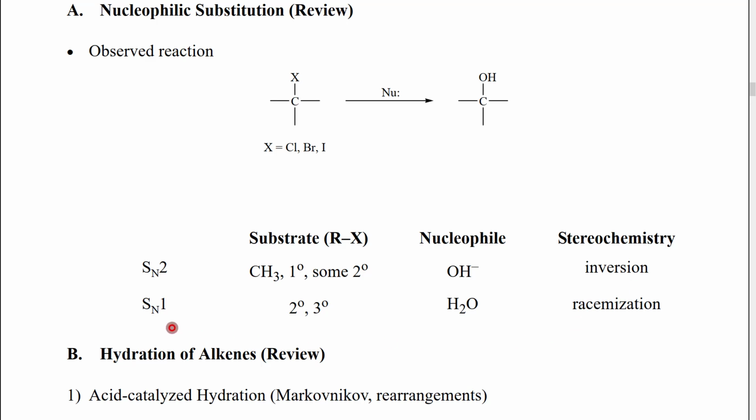In contrast, we can use a weak nucleophile like water. That is going to react by an SN1 reaction. In that case, we're going to want to use a substrate that will form a relatively stable carbocation. So we're going to prefer to use a secondary or tertiary substrate. The one caveat is that we would expect to see rearrangement in the case of using a secondary substrate that could rearrange to become more stable.